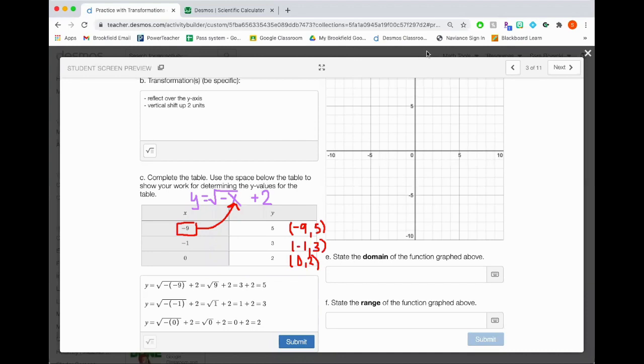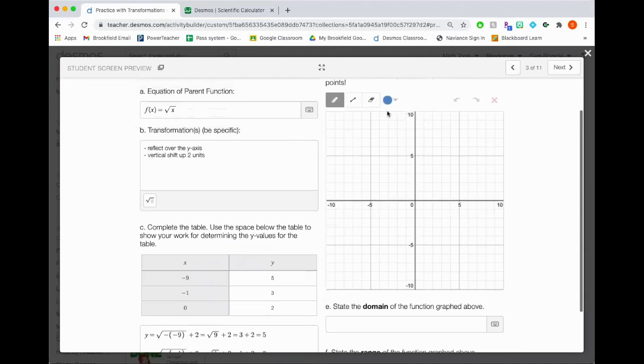So I'm going to go up to my graph, and I'm going to plot those. -9, 5, -1, 3, and over nothing, up 2. And do your best to connect this with like a little half curve sort of thingy. And you should put some sort of arrow on the end. And that's what the graph should look like here.